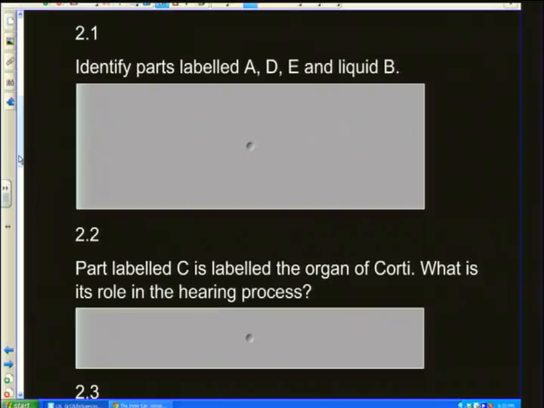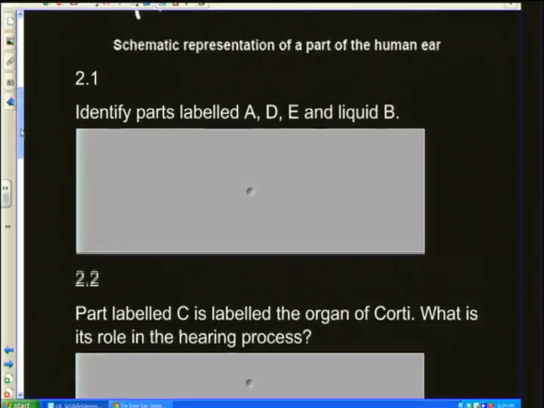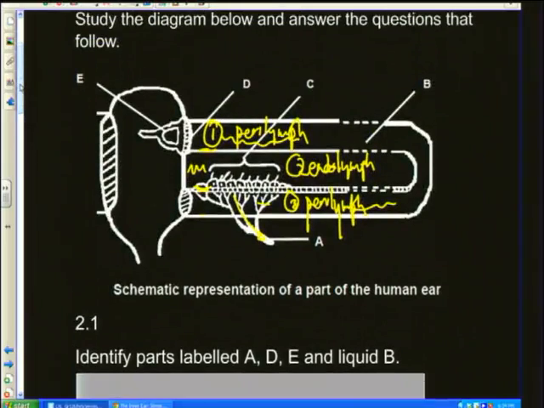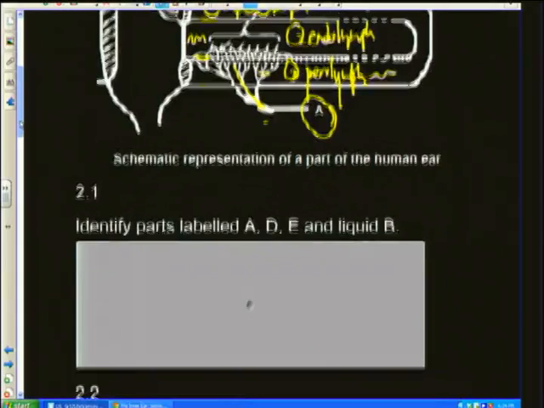Identify parts labeled A, D, E, and liquid B. Okay. A, auditory nerve, as I told you just now. Auditory nerve, that one. D, what is that? Oval window. And E, stirrup. And liquid B. Liquid B is here, that's the perilymph. Good? Good.